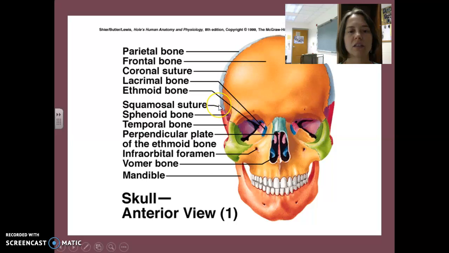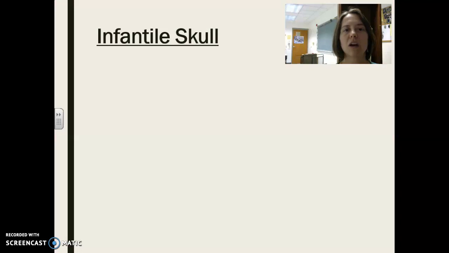In here you can see they're showing us the squamosal, the coronal suture, and an infraorbital foramen. And I would like you to take a guess as to the job of the infraorbital foramen. This is an anterior view of an adult face. Let's look at what happens to infants.